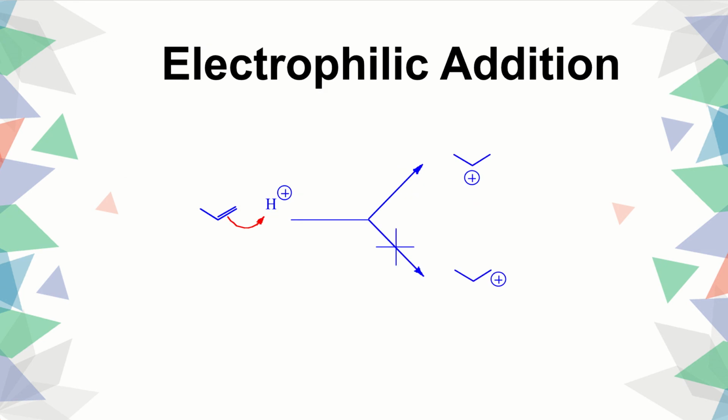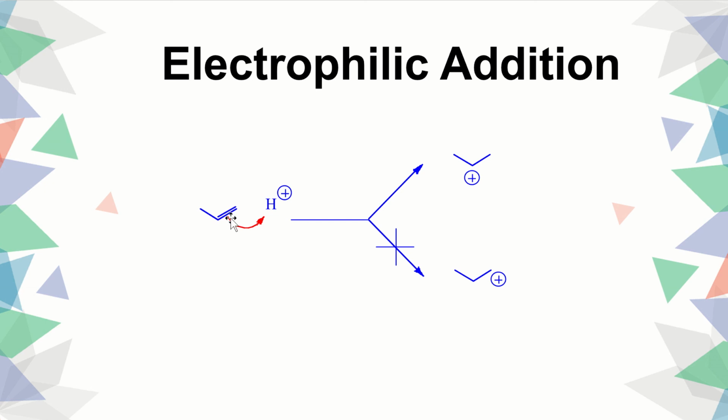So the next thing that we're looking at is electrophilic addition. So we have a double bond. Notice where we had the benzene, that was electrophilic substitution because we were substituting a hydrogen. In this case, this is electrophilic addition because we're adding to the double bond. We're not substituting anything.